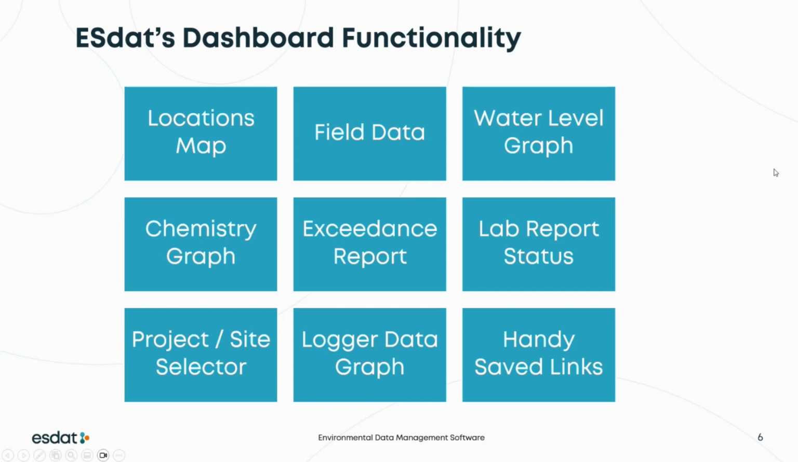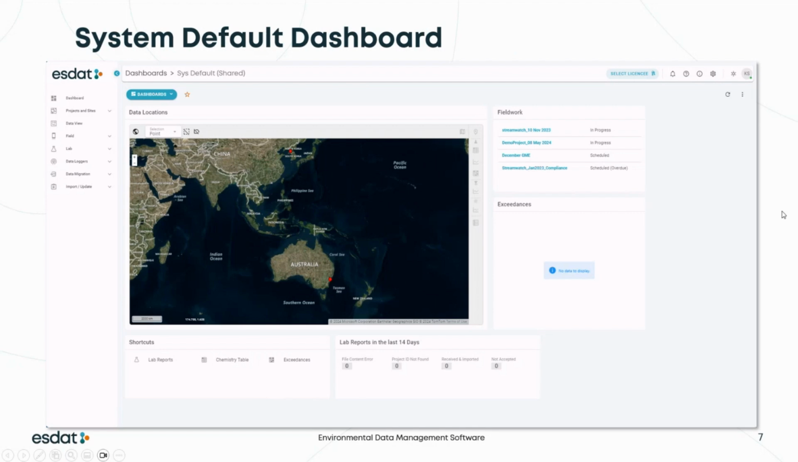In terms of dashboard functionality, there are 9 different widgets that we can select from. So a basic locations map. So you select your location and then it connects into the data views. We've got a field data widget, water level graphs, chemistry graphs, exceedance report links, lab report status, project site selector. So it's like a filtering widget, the logger data graph widget for those of you who have logger data in your ESdat, and the handy saved links widget, which can be useful for project-based as well as generic ESdat data.